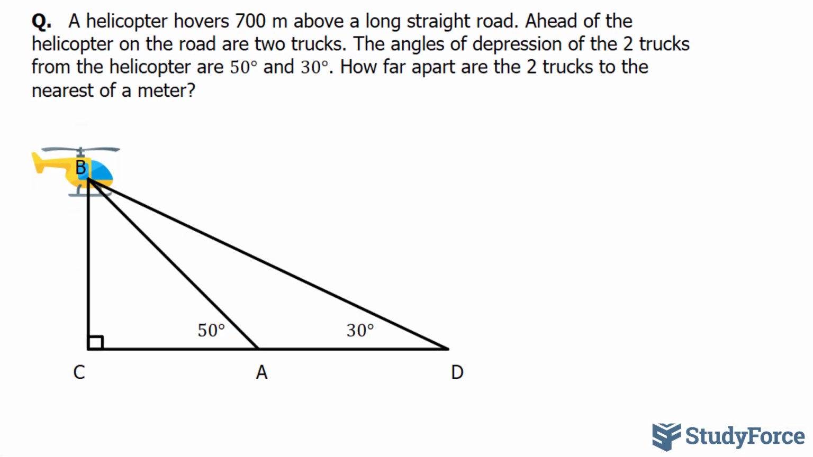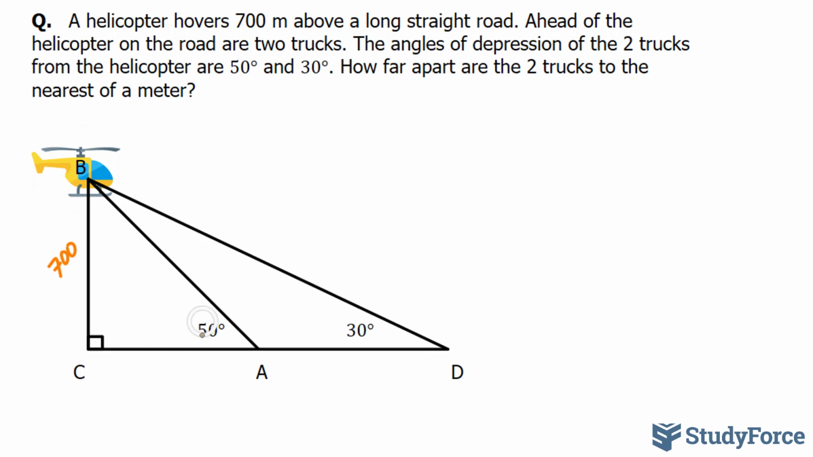So we need to find out the distance between C and A and C and D. Over here is the first truck and over here is the second truck. We're also told, which is not shown in this diagram, that the helicopter is hovering 700 meters above. So it's quite easy to find the distance between C and A. All you have to do is use trigonometric ratios.